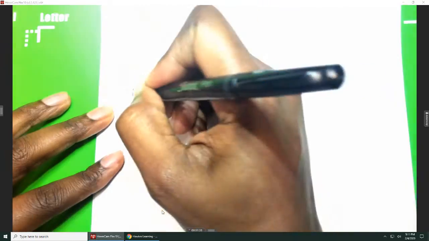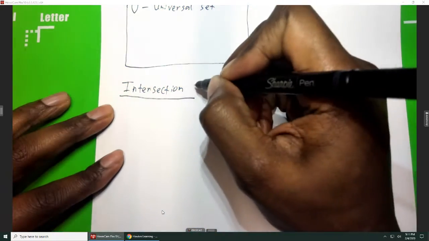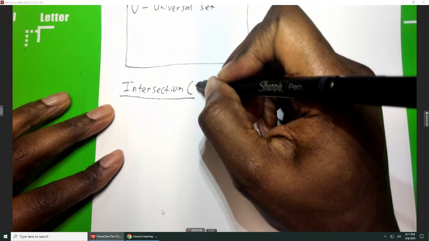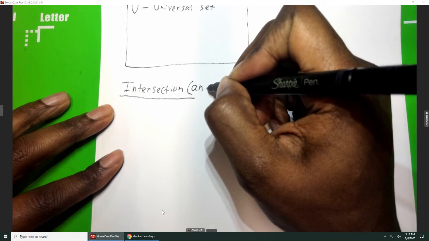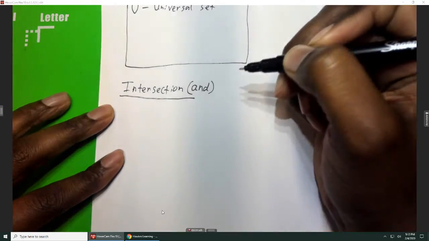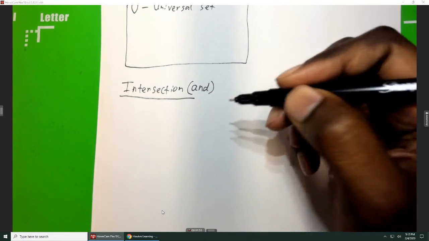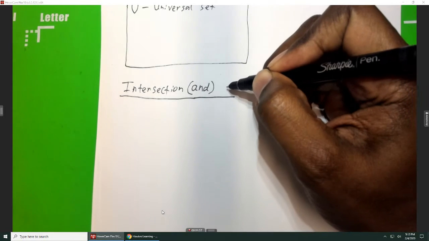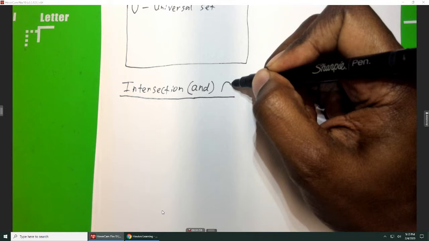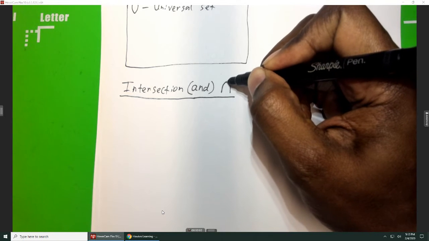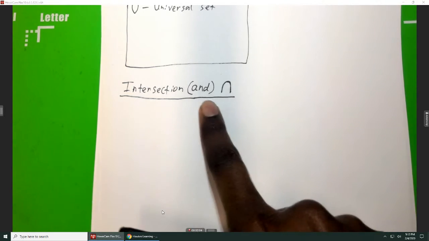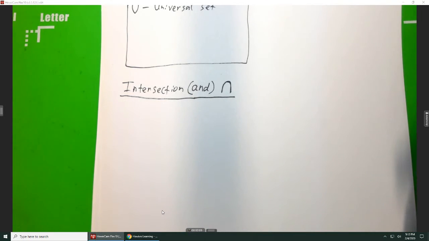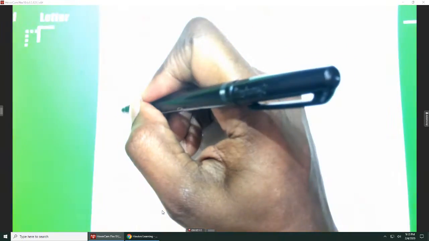Intersection is also used when we see the word and. If you see and, it's also referring to intersection. The symbol that you'll see is this upside down U shape, no tail on it. It's like an upside down U. So intersection, keyword is and, upside down U symbol. And here's the Venn diagram for what that looks like.